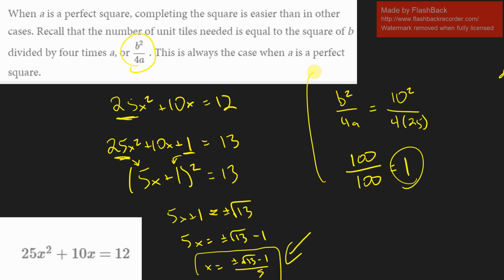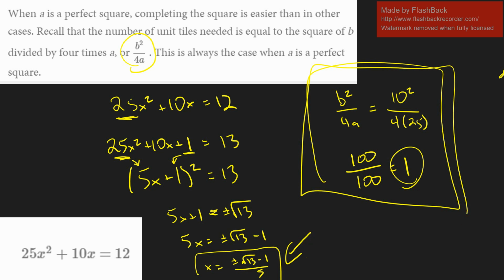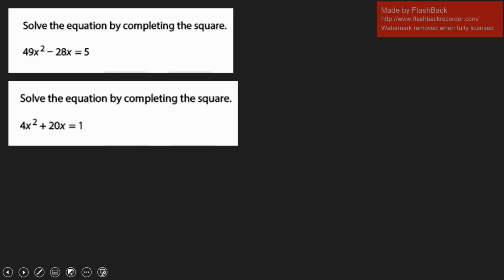Okay, but again, the shortcut was this stuff right here. That's how you know what to add to both sides if the first number is a perfect square. Now some of you are like, oh, I like this. I like it when the first number is a perfect square. Great, try it on these two problems. Pause the video, work it out.